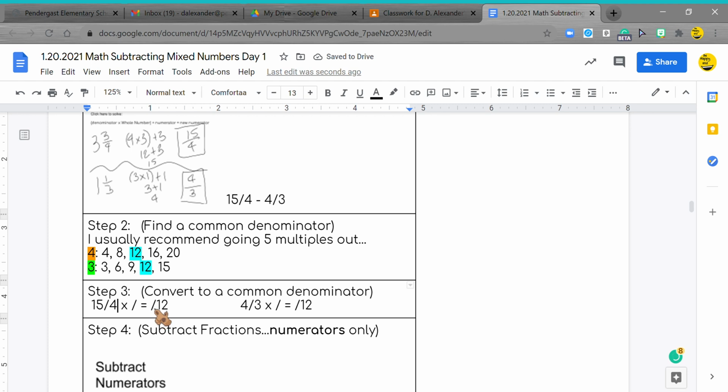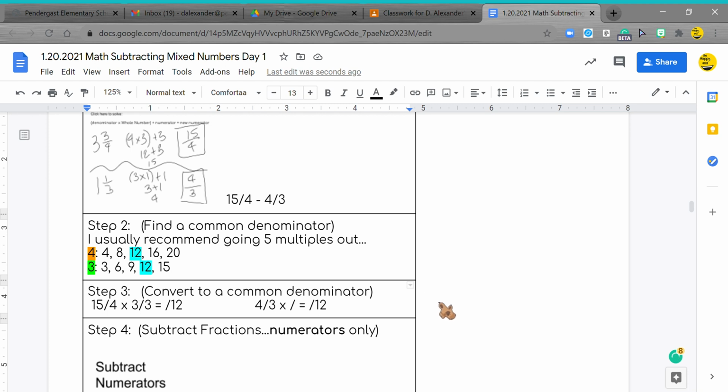4 times what number gives me 12? If you're not too sure, go up here and count. 1, 2, 3. So here at the bottom, I write a 3. And yes, you guys are right. When I do the bottom, I do the top. So I put the 3 there. Now I multiply 3 times 15.